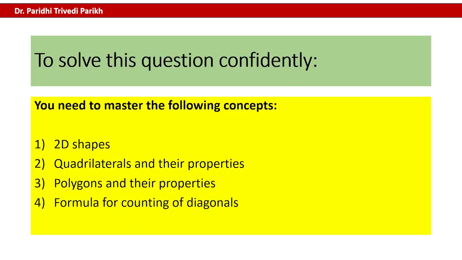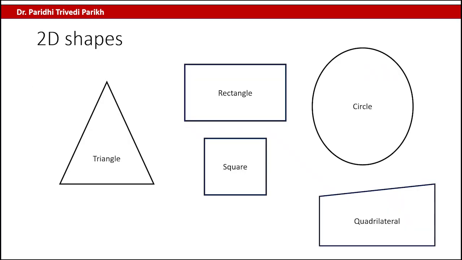First, 2D shapes. Second, quadrilaterals and their properties. Third, polygons and their properties. And fourth, formula for counting of diagonals. Now, these are the 2D shapes.